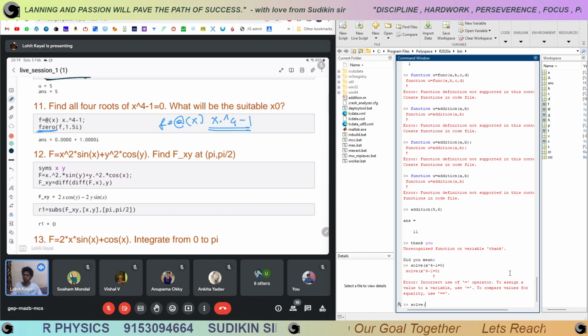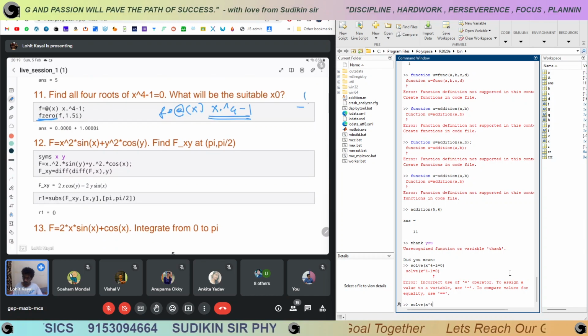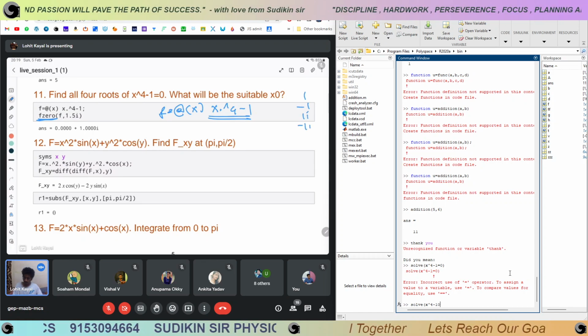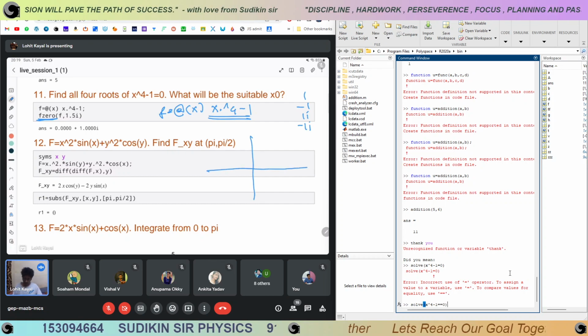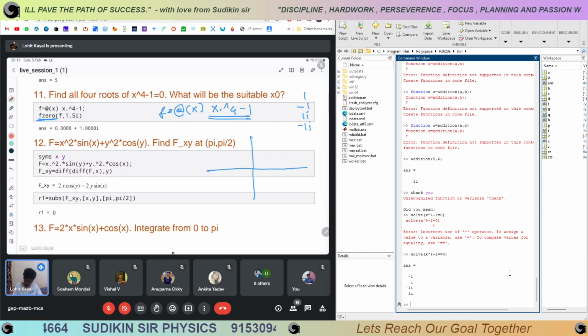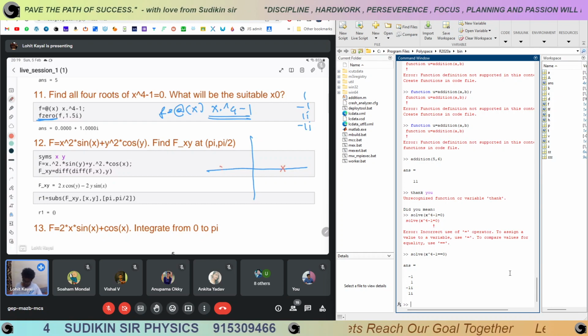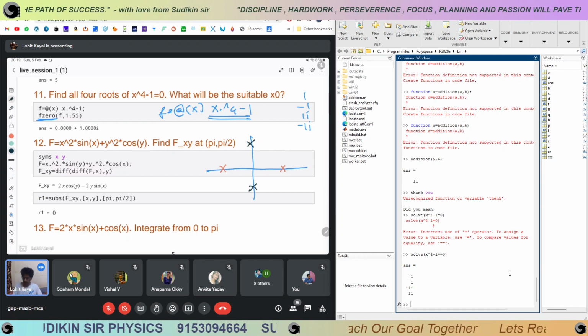Now I told Shoham to find the roots of it. So he showed that the roots are 1, minus 1, i and minus i. Okay, now let me just draw this. It will be necessary to understand fzero. So here are four roots. These two are real roots, plus 1 and minus 1. These two are the imaginary roots, minus i and plus i.